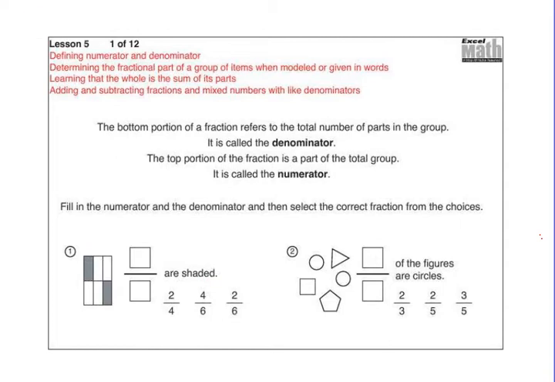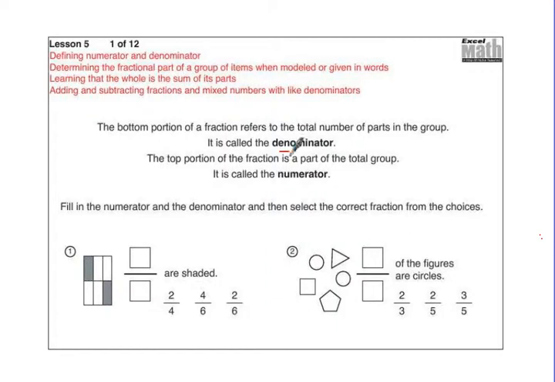All right, here we go with 6th grade Excel lesson number 5. We're going to be looking at fractions today. This is a review lesson of all different kinds of fraction concepts that you've learned over the last couple of years in school. The bottom portion of a fraction refers to the total number of parts in the group.